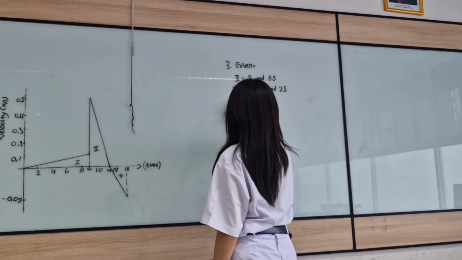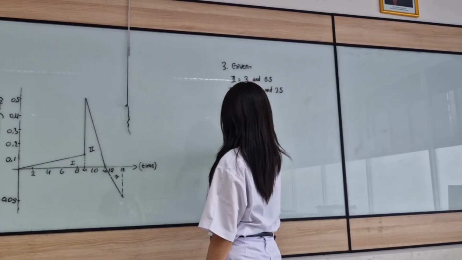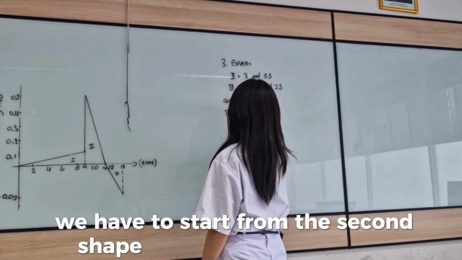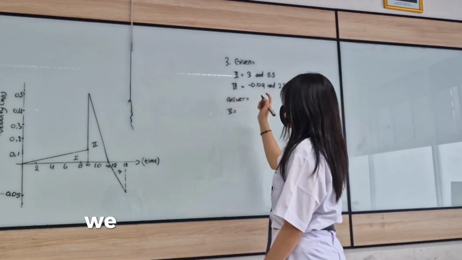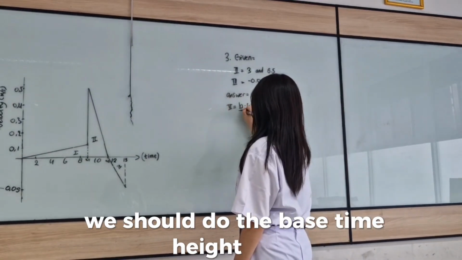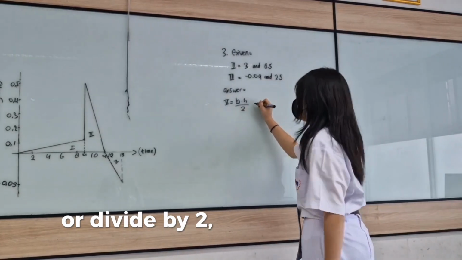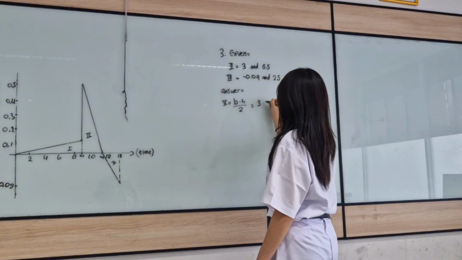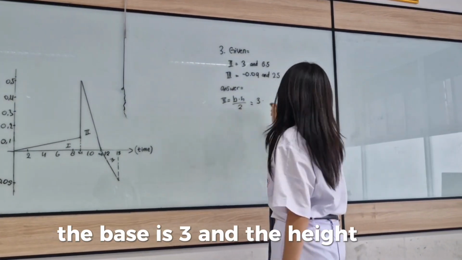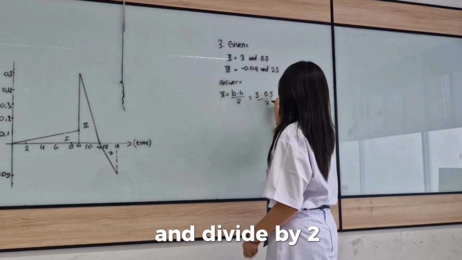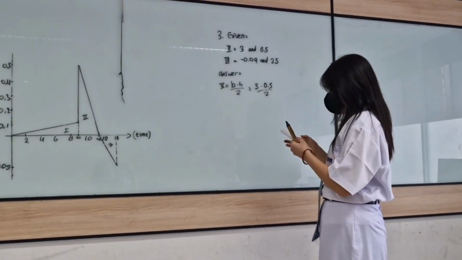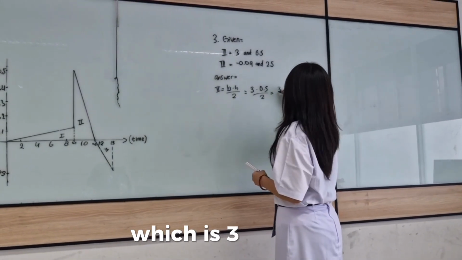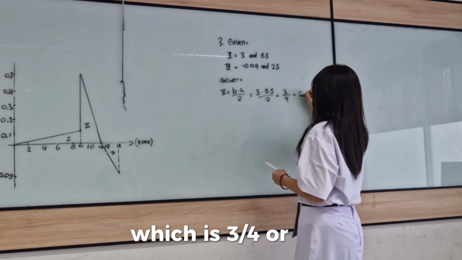Now, let's answer this question. We shall start with the second shape first. If it is a triangle, we shall do base times height divided by 2, which is: the base is 3, and the height is 0.5, divided by 2. Which is 3 per 4 or 0.75.